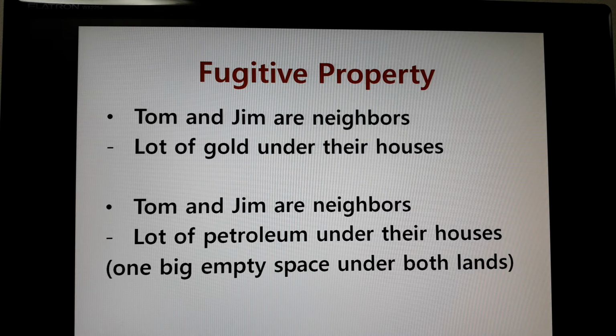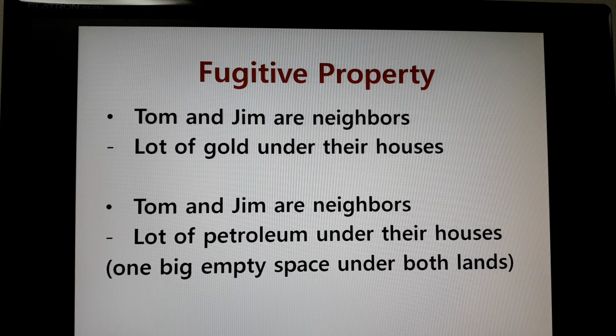Now, change the subject. Once again, Tom and Jim are neighbors in a rural area with big houses, etc. And for no reason, Tom begins, once again, digging in his yard. Voila! And he finds petroleum. Gasoline, that kind of thing. And wow, it's not Saudi Arabia or Iran or Iraq, but in the middle of Korea, Tom found petroleum buried millions and millions of years ago under his land. So that means he can be rich. So he begins to pump out the petroleum.